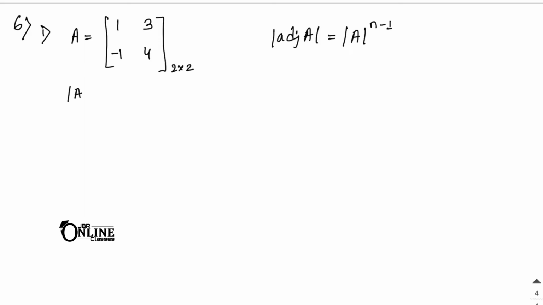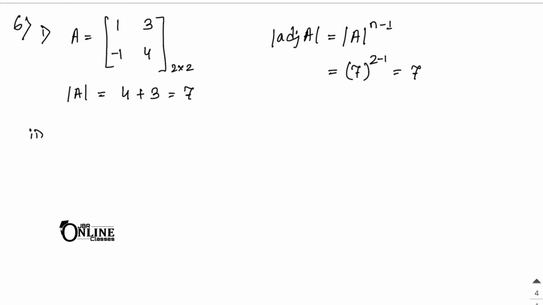First you have to find det A. Det A means 4 into 1, then minus minus plus 3 into 1, so that equals 7. Now you can write 7 to the power 2 minus 1, so that equals 7, your final answer.